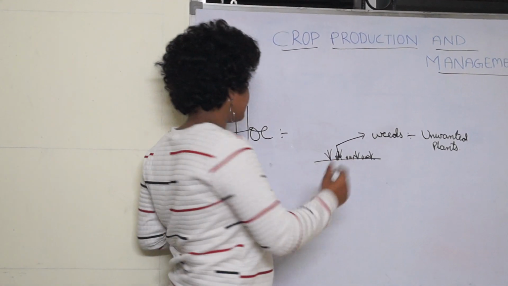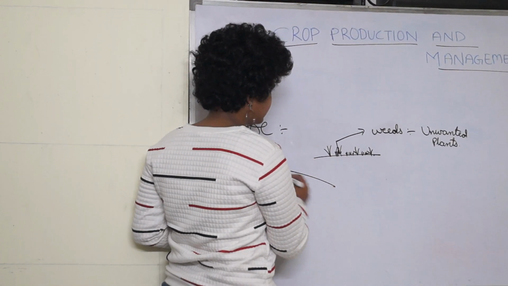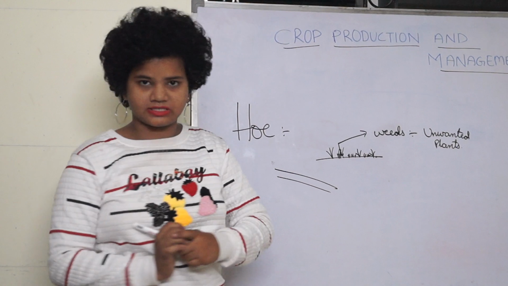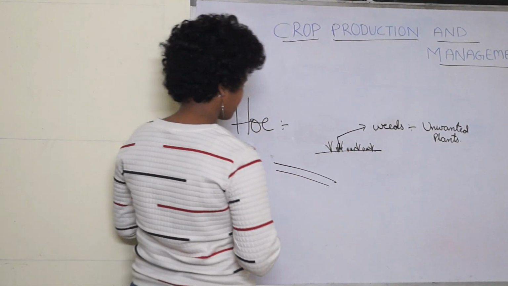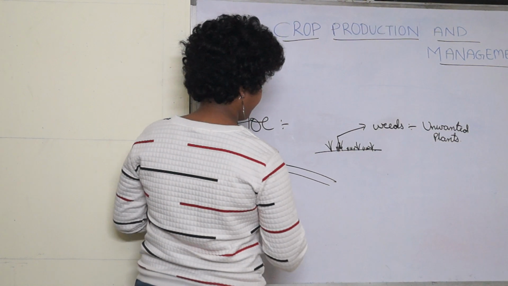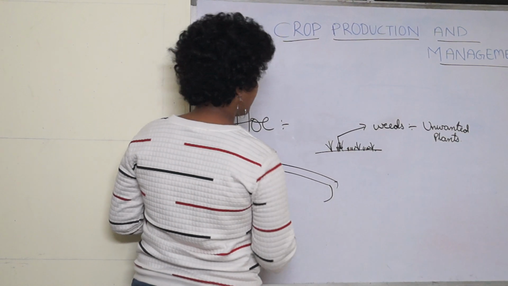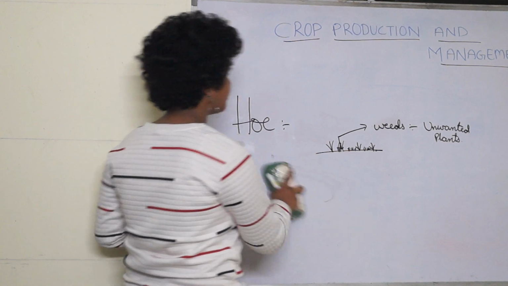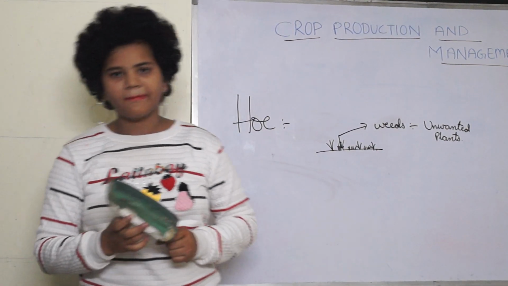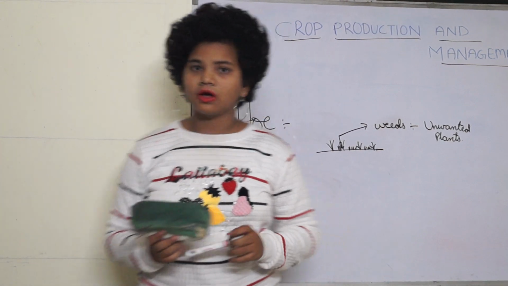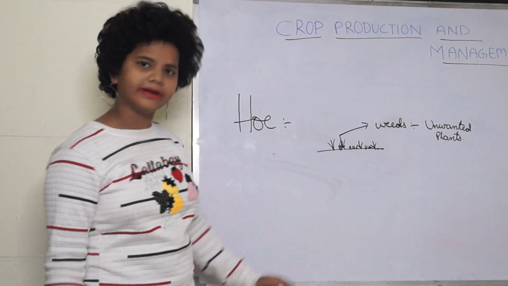Okay, hoe is a machine. It has a plate-like structure here, like this. So this is called hoeing. The removing of the weeds from the crop is called hoeing. We completed hoe, right?